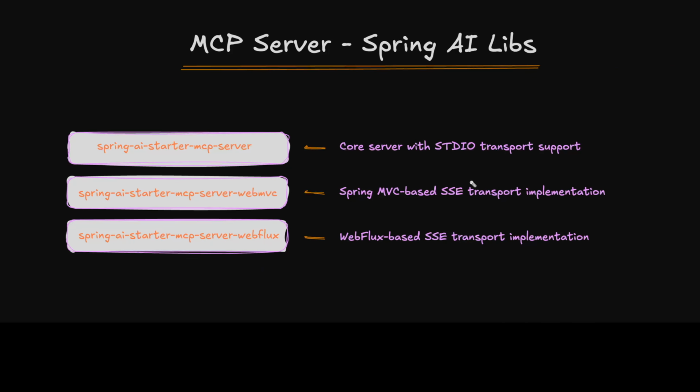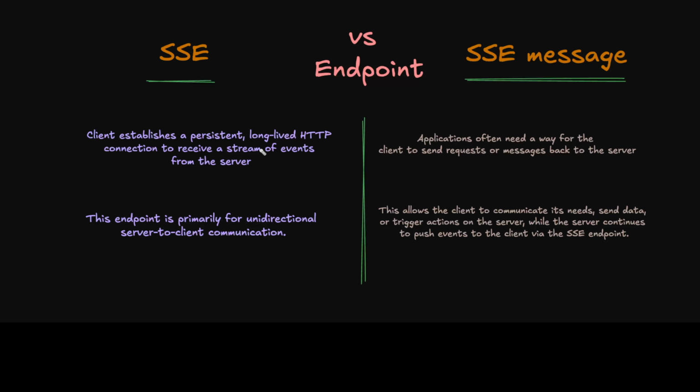Let's look at the different libraries which Spring AI provides for creating MCP servers. These are the 3 different flavors of libraries that we have. This one is primarily used for stdio transport support, and this is for creating an HTTP server based on WebMVC or WebFlux. I will be using WebMVC in this tutorial. A few points which we need to understand before creating an MCP server are SSE and sse-message. There are 2 different endpoints these MCP servers support. These are really crucial to understand the overall working of it.